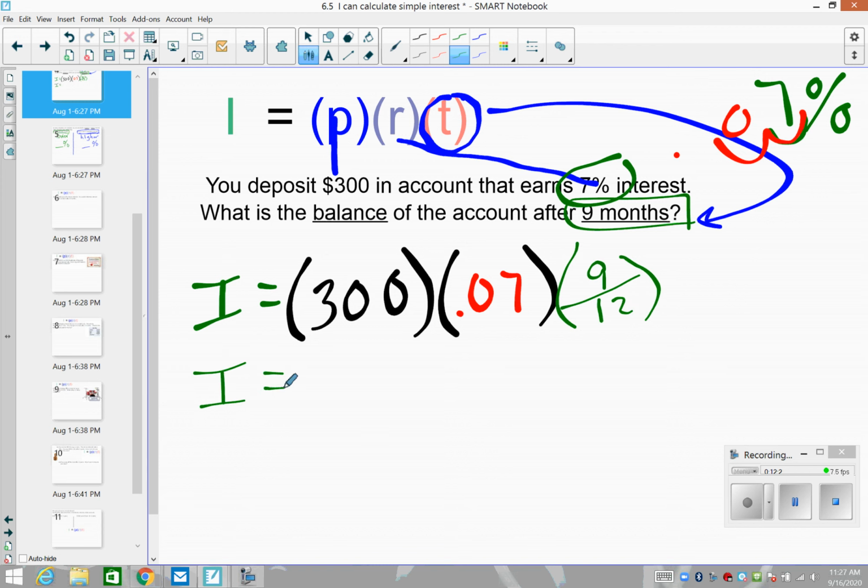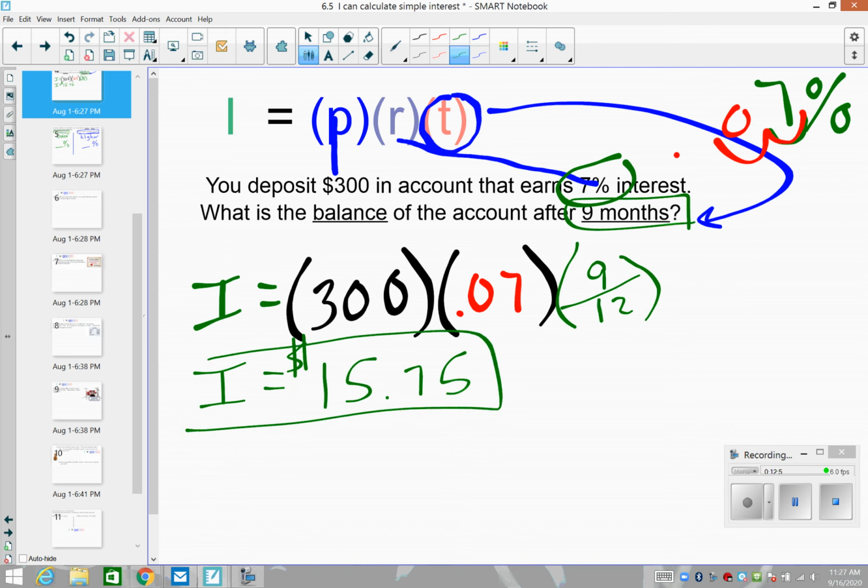All right, so cool. So we go 300 times 0.07 times, and when I type this in my calculator, I'm going to simply hit 9 divided by 12 in that parentheses. So 9 divided by 12. I'm even going to use a parenthesis on my calculator. Do it. Pause that video. Try it. Please try this. It's so important. So you end up getting $15.75 is the interest that is earned in 9 months.